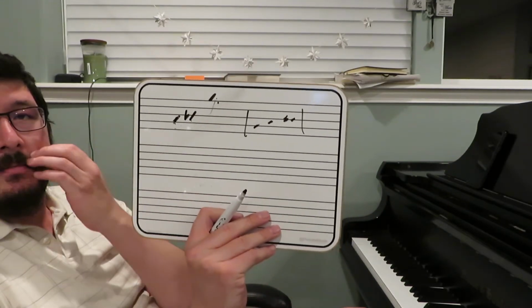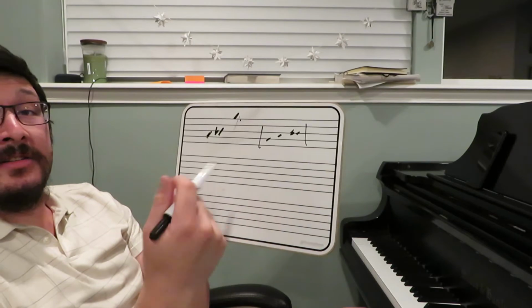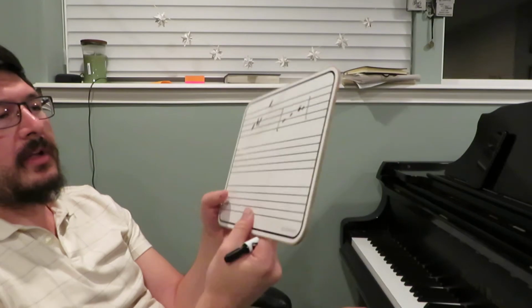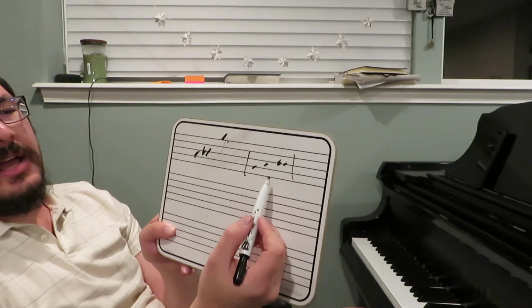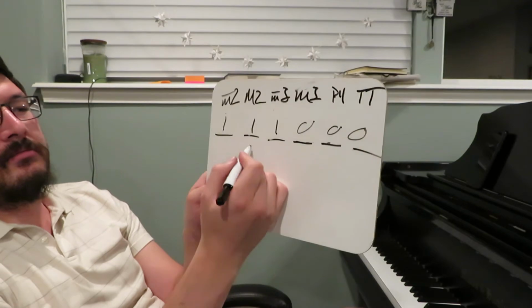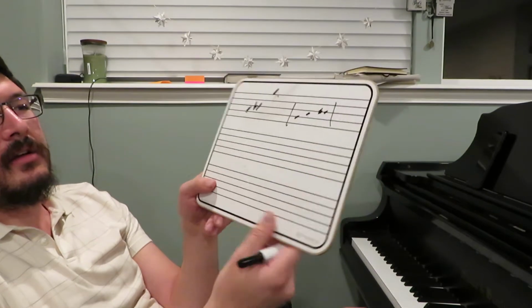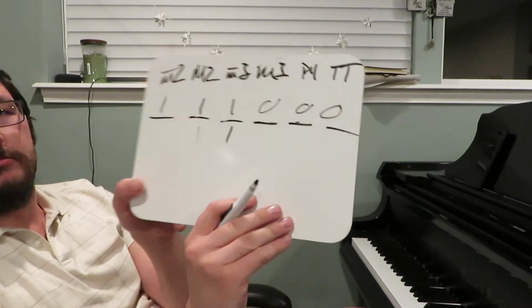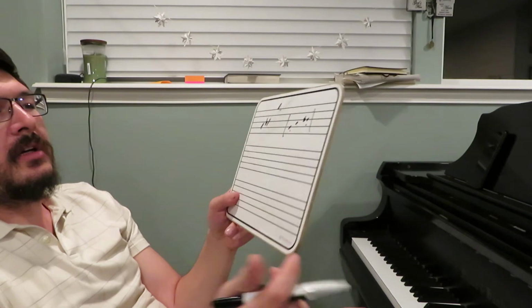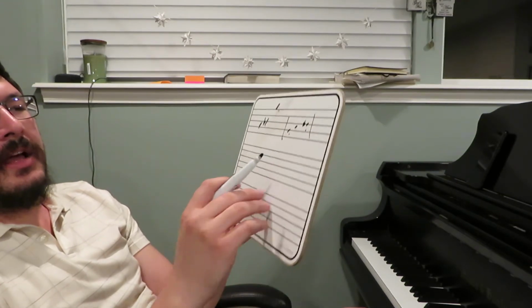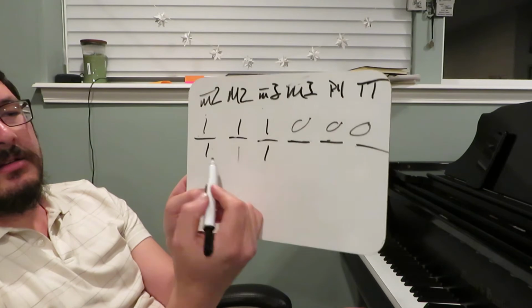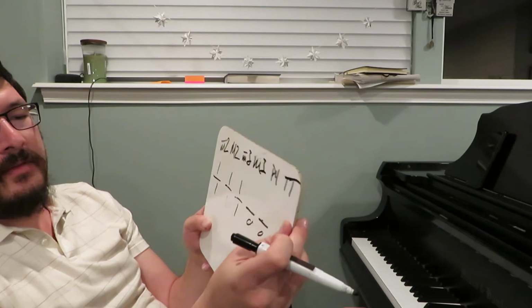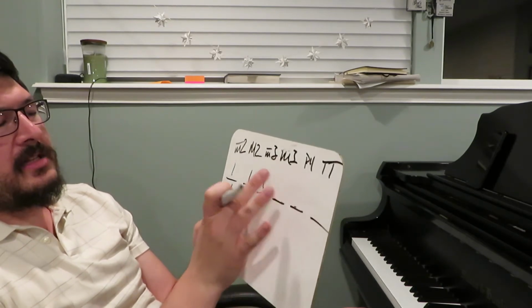So let's take this and put it into normal order: G, A, B flat. Let's see if this interval vector still holds true. We had 1, 1, 1, 0, 0, 0. G to A, major 2nd. Boom. G to B flat, minor 3rd. Boom. Starting to line up. A to B flat, minor 2nd. Looks like that holds true. 0, 0, 0. Okay? So, that's interval vectors.